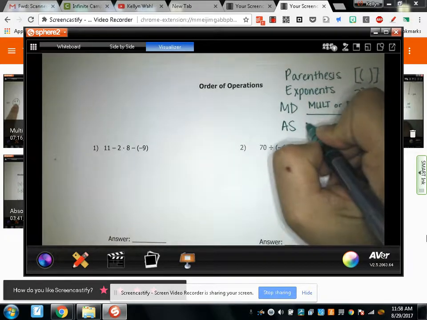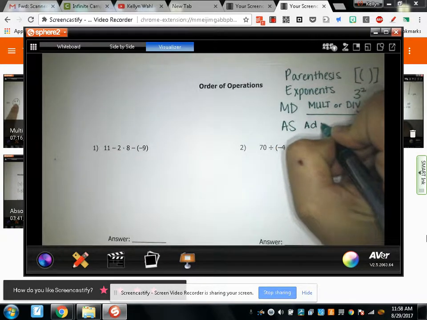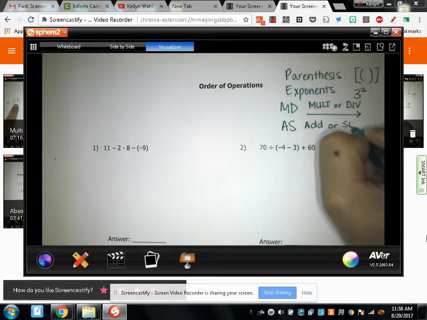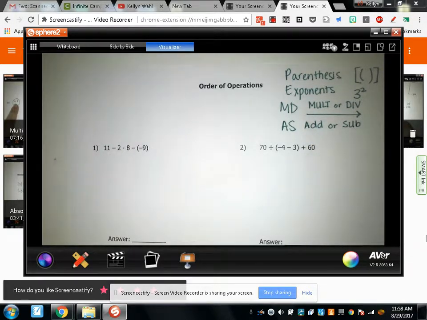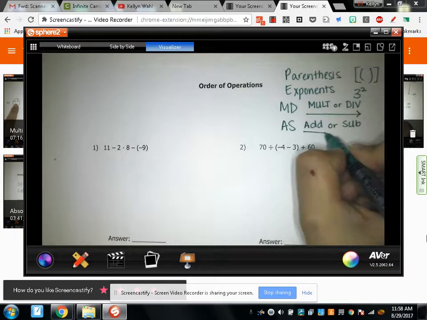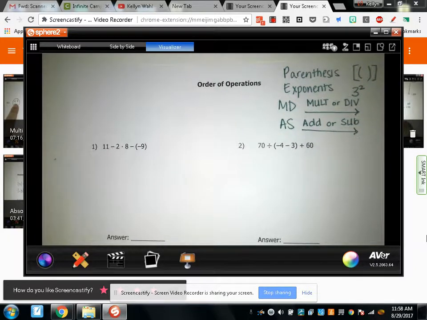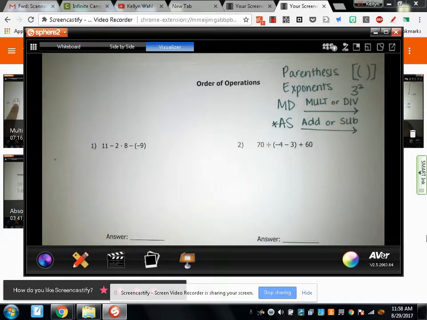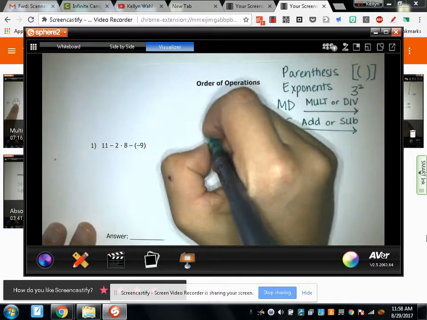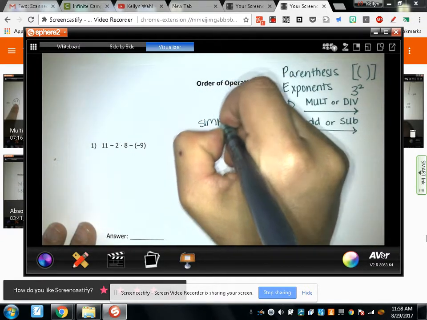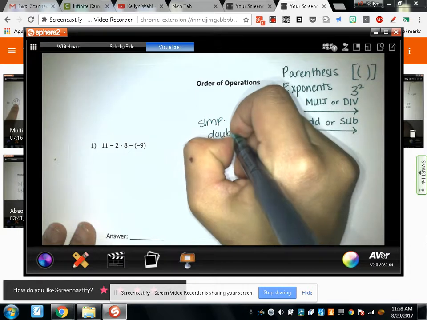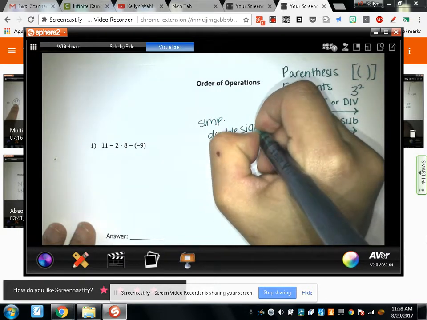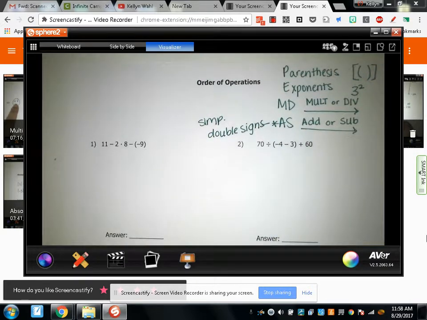Then you're going to identify and simplify any addition or subtraction. Addition does not always come before subtraction. They're on the same level, so you're going to tackle these how they appear from left to right, or you can just make a scoreboard and tackle them all in one step. This is the part of order of operations where you can finally simplify double signs. You can't simplify double signs too early, or you may screw up the problem.